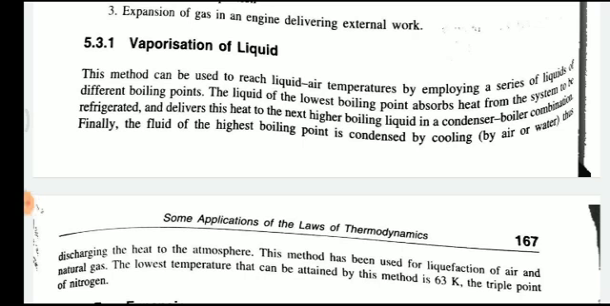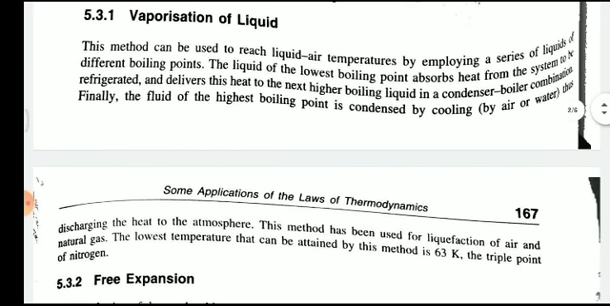This method can be used to reach liquid air temperatures by employing a series of liquids of different boiling points. The liquid of the lowest boiling point absorbs heat from the system to be refrigerated and delivers that heat to the next higher boiling liquid in a condenser-boiler combination, finally.